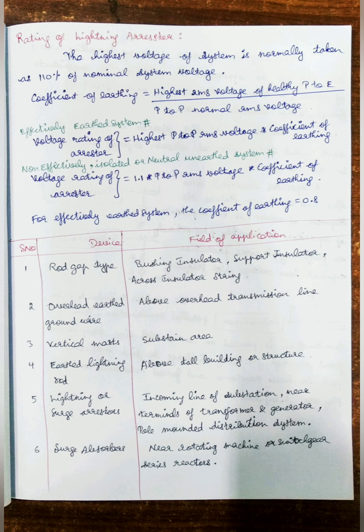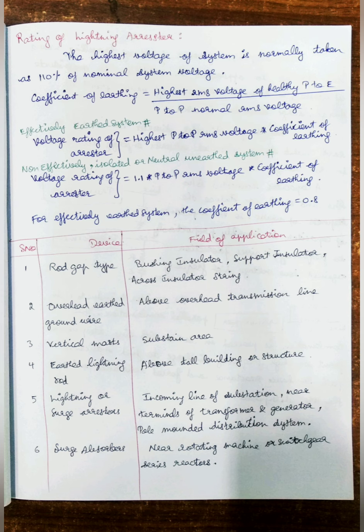For a non-effectively earthed, or isolated, or neutral unearthed system, the voltage rating of an arrestor is equal to 1.1 times the phase to phase RMS voltage times the coefficient of earthing. Here, for an effectively earthed system, the coefficient of earthing is 0.8, which is a constant value. These are the formulas to find the rating of lightning arresters.